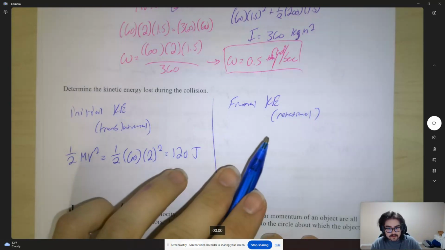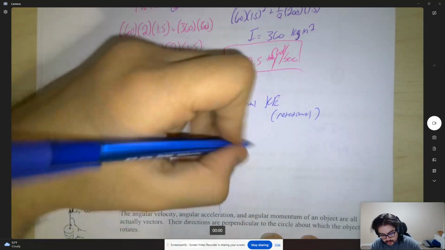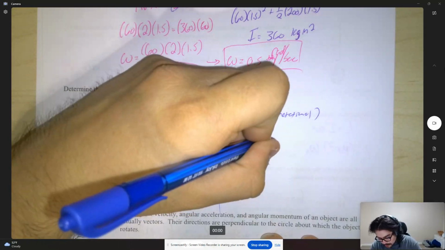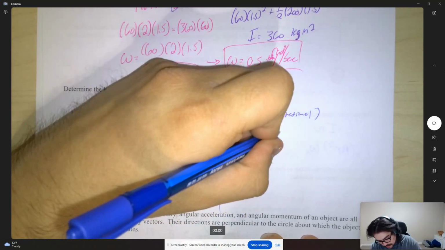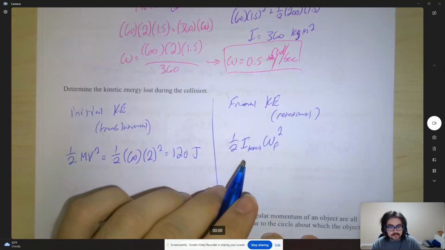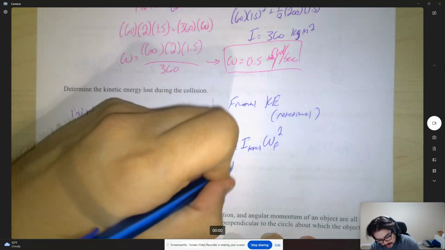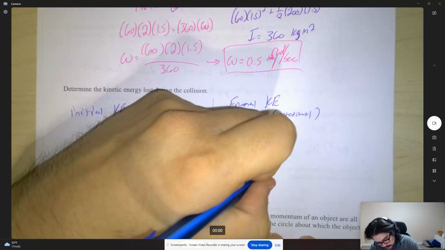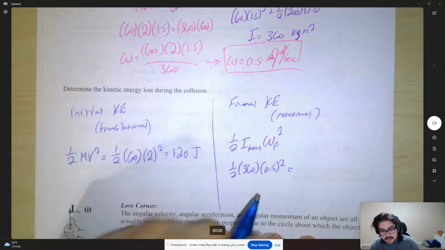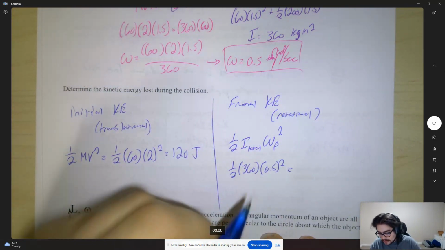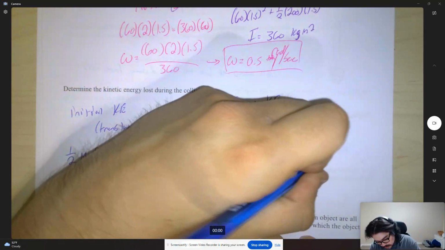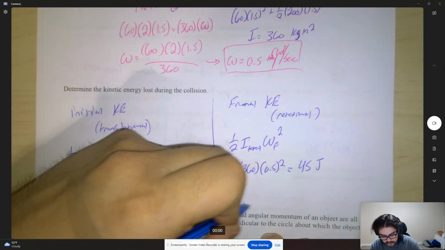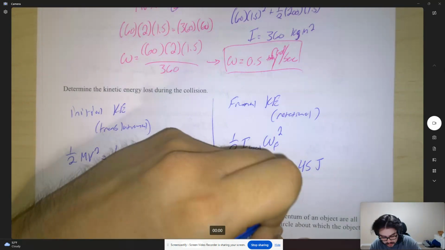The final kinetic energy, which is all rotational, is going to be 1/2 the total moment of inertia of both in the system times the final omega squared. So I calculate this out: 1/2 times 360 times 0.5 squared, and this ends up being 45 joules. So you see that there's a pretty big discrepancy here. We lost 75 joules in the collision.